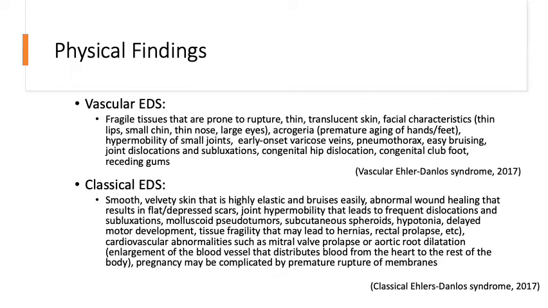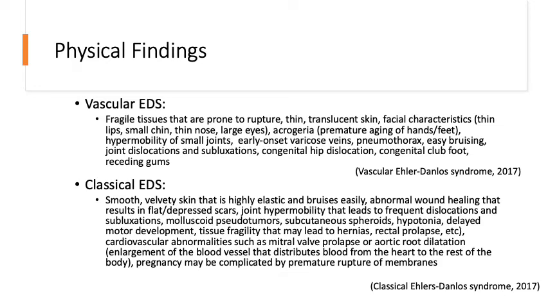Classical EDS tends to affect the skin more. The common manifestations include smooth, velvety skin that is highly elastic and bruises easily, abnormal wound healing that results in flat or depressed scars, joint hypermobility that leads to frequent dislocations and subluxations, molluscoid pseudotumors, which are bluish-gray, spongy nodules seen over easily traumatized areas, such as the chin, forearm, and Achilles tendon, and subcutaneous spheroids, which are small, hard, cyst-like nodules that are freely movable over bony prominences of the legs and arms.